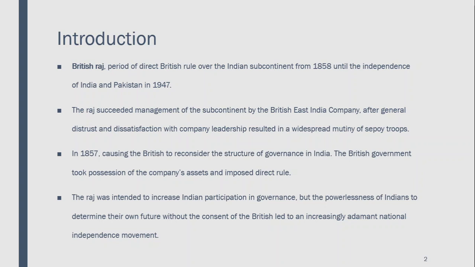The Raj succeeded management of the subcontinent by the British East India Company. General distrust and dissatisfaction with the company leadership resulted in a widespread mutiny of sepoy troops in 1857, causing the British to reconsider the government of India. The British government took possession of the company assets and imposed direct rule. The Raj was intended to increase Indian participation in government, but the powerlessness of Indians to determine their own future without the consent of the British led to an increasingly independent national independence movement.